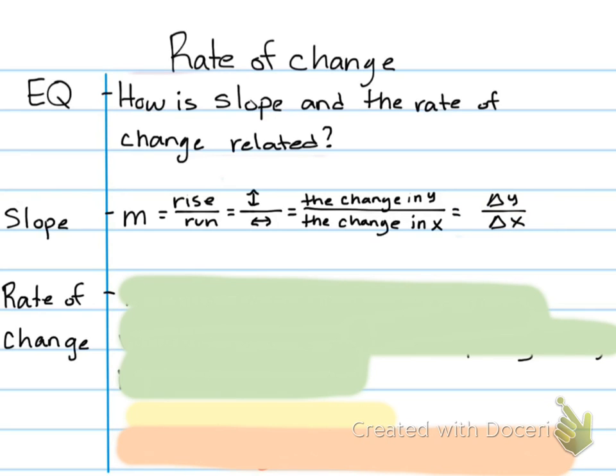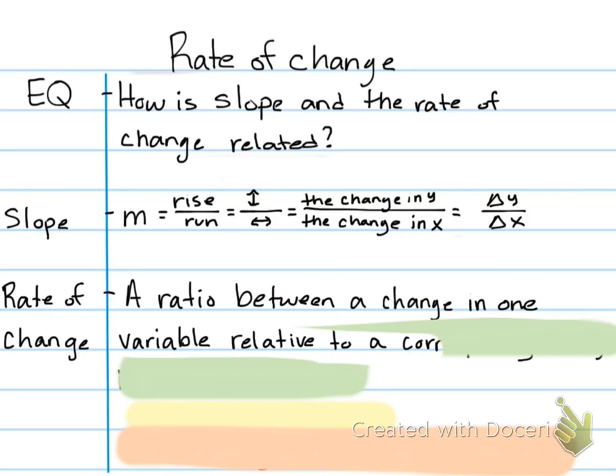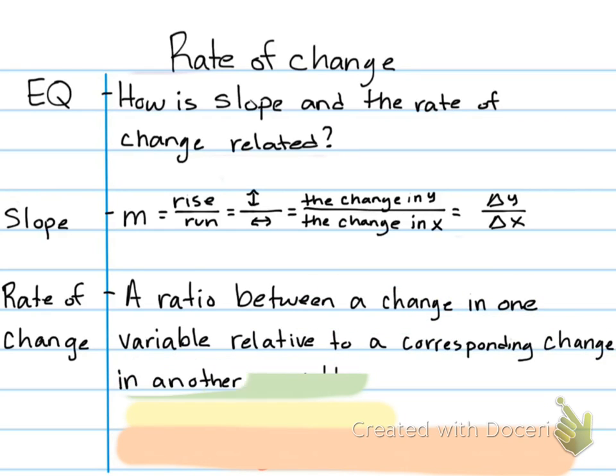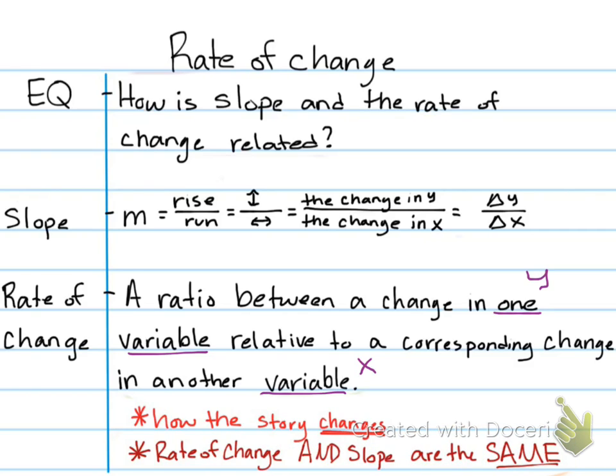Okay. So for the rate of change, it's going to be a ratio between the change in one variable relative to a corresponding change in another variable. In this case, the first variable is going to be our y over our next variable, which is going to be our x. Similar to our slope, because we have y over x, right? So rate of change is going to be how the story changes, and basically rate of change is going to be slope, but in a word problem.